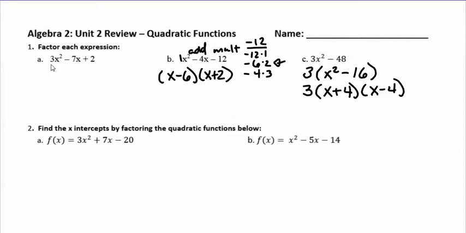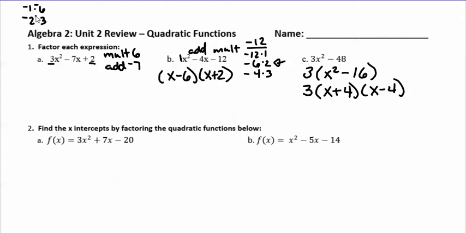I find two numbers that multiply to the product of A and C. So 2 times 3 is 6, so I need two numbers that multiply to 6. And when I add them, I would get my B term, which is negative 7. So the same two numbers add to negative 7. So thinking of numbers that multiply to 6, I think of 1 times 6 or 2 times 3. But the problem with these numbers is that they don't add to a negative. So the way you can solve that problem is by making both numbers negative.